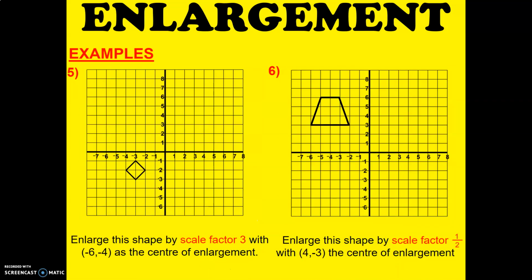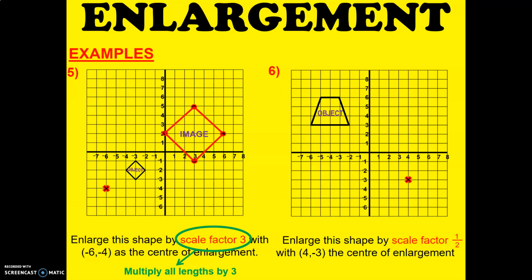Let's try another example, different one. Enlarge this shape by scale factor 3 with -6, -4 as the center of enlargement. So that's our object. And our center of enlargement is this one. So -6, -4. Scale factor 3 means multiply all lengths by 3. That's the point. Okay. The same thing what we did in examples 3 and 4.